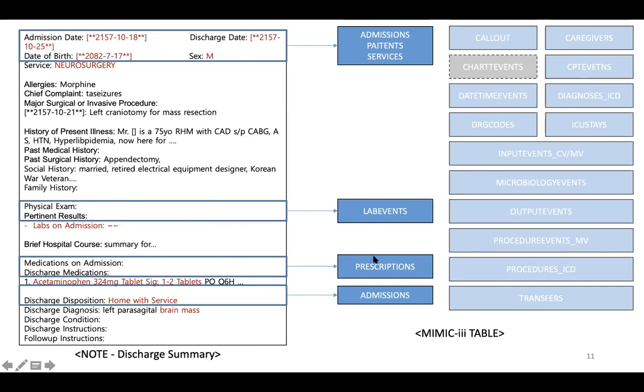Medications on admission and discharge medications can also be found in the prescriptions table. Discharge conditions and discharge diagnosis can also be found in the diagnosis table. But as I said, I cannot guarantee they would be one-to-one. Maybe the discharge summary would contain a bit more granular information on a subset of the information stored in the tables. So the best idea is to use both free text notes and structured tables at the same time, using multimodal approaches, since there is a complementary relationship between the two.